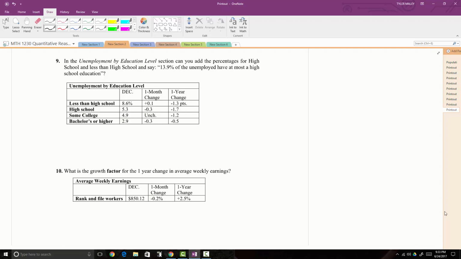So then number 9. It says in the unemployment by education level section, can you add the percentage for a high school and less than high school, and say 13.9% of the unemployment rate have at most a high school education? And the answer here is no. And the difference is when we looked at number 7.